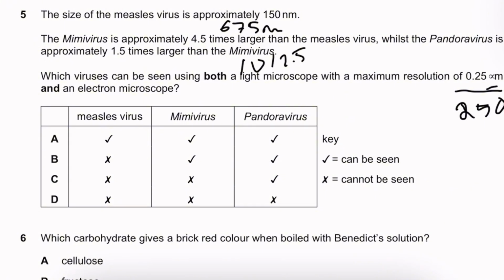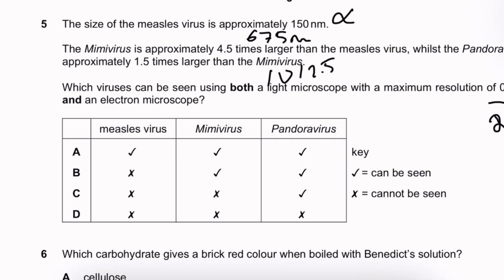The electron microscope has a very small resolution, and I'm pretty sure all of you are aware of the fact that it's much smaller than the light microscope, to be exact, 0.1 nanometers, which means you can see anything bigger than 0.1 nanometers. So you can obviously see the Mimi and the measles virus with it, but you can't see the measles virus with the light microscope in this case, because the measles virus is less than 0.25 micrometers in diameter. So the only thing that will not be seen is the measles virus. Everything else will be. So that's B.